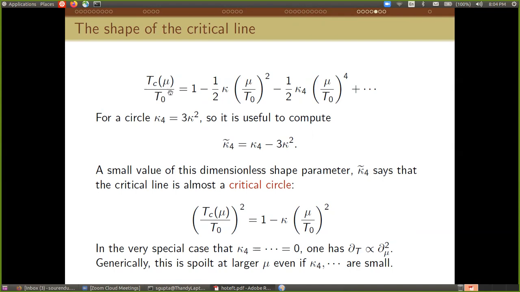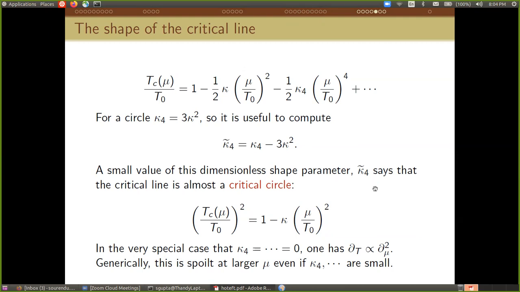And if TC as a function of mu looks like a circle, then there's a certain relation between kappa 4 and this leading term. So you could compute this leading term and you could compute something that gives you the relation from a circle. Don't worry about this. Okay, so let me just look at this term. Okay, if you almost have a circle.